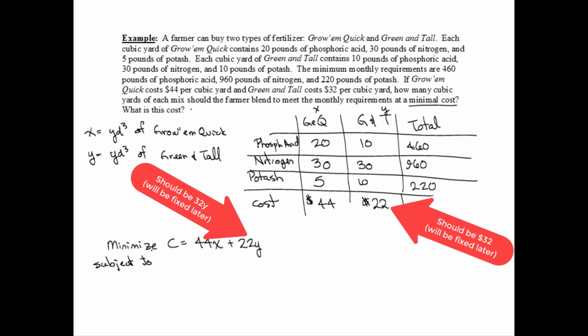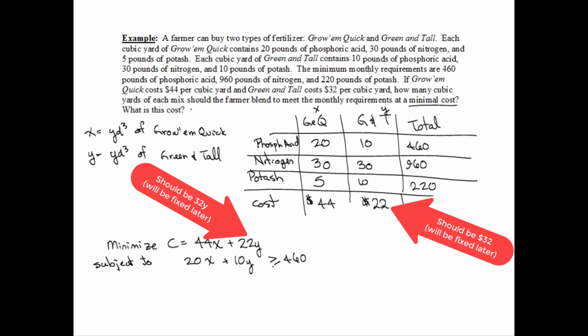Okay, let's look at phosphoric acid. We are given a minimum monthly requirement for phosphoric acid total. So you ask yourself, does that mean less than or equal to 460 or greater than or equal to? Minimum means it's okay to be more, but it cannot be less. So what direction does our inequality sign go? That puts me at greater than or equal to 460. It cannot be less. How much phosphoric acid do we have? We have 20 times x plus 10 times y. In other words, 10 per cubic yard times y, which is the number of cubic yards of Green and Tall.